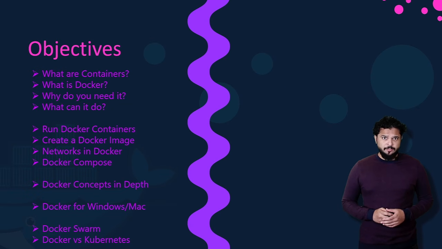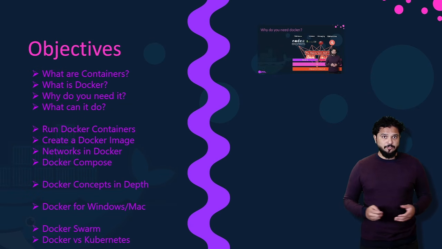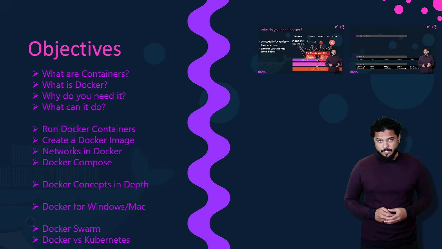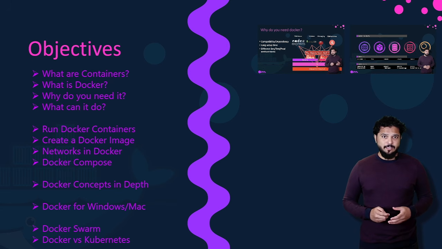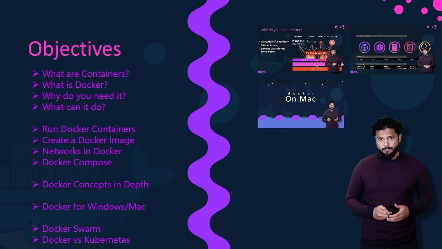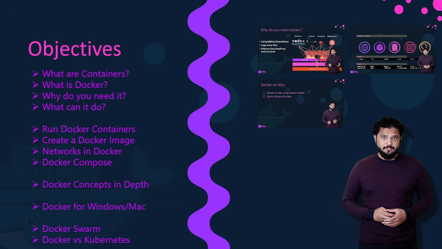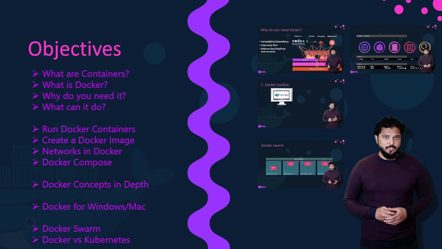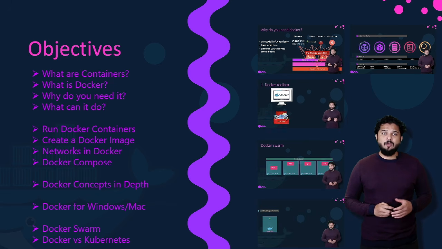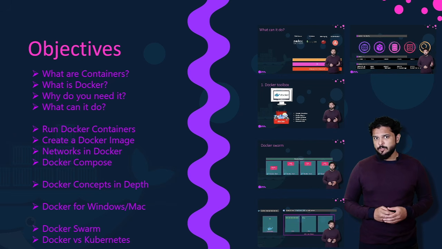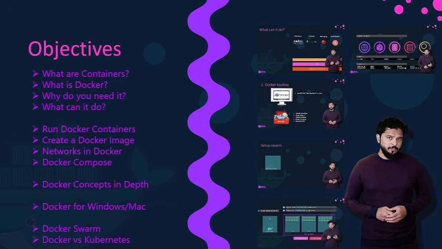In this course, we first try to understand what containers are, what Docker is, and why you might need it, and what it can do for you. We will see how to run a Docker container, how to build your own Docker image. We will see networking in Docker and how to use Docker Compose, what Docker Registry is, how to deploy your own private registry, and we then look at some of these concepts in depth and we try to understand how Docker really works under the hood.